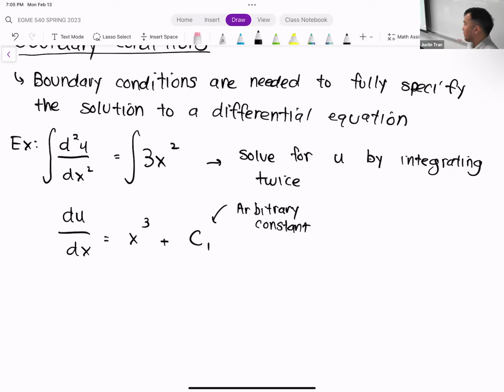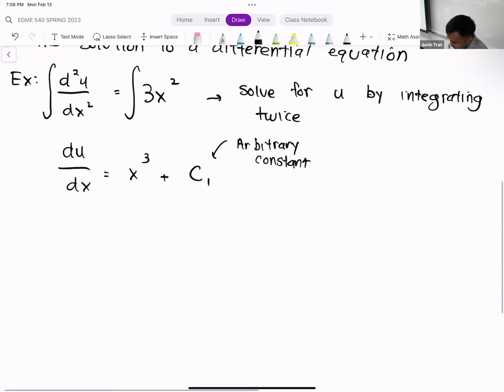It doesn't matter, I picked this differential equation just so that we can solve it quickly. But no matter if you're solving it with the characteristic equation, or whatever your favorite ODE solving method is, you're going to end up with an arbitrary constant. All right, so let's integrate again. And once again, it is an indefinite integral.